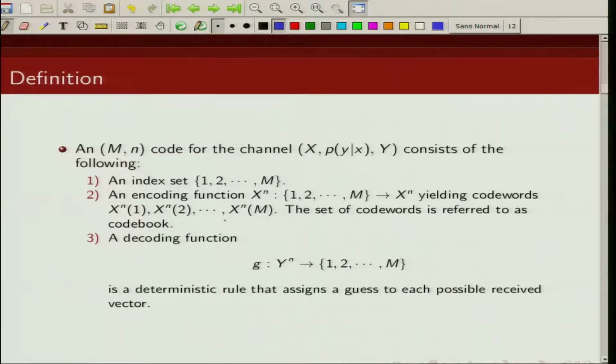Now, once you send these x^n's, at the channel output, at the input to the receiver, you will receive y^n. Once you receive y^n, you essentially need to find out which of these m messages was transmitted. So, decoding is essentially the inverse operation. It is a deterministic rule that assigns a guess to each possible received vector. n is the length of the code word, and m is the number of code words that we have.